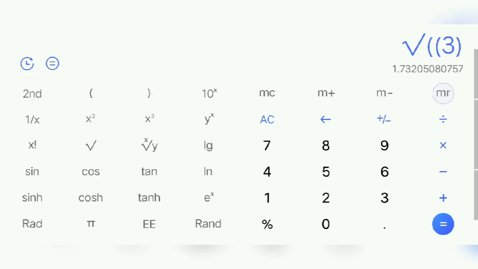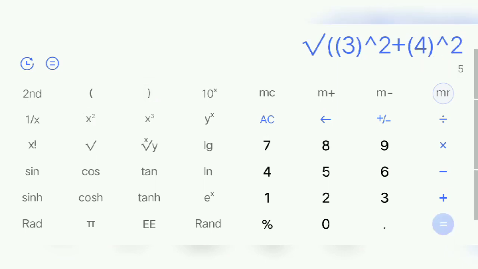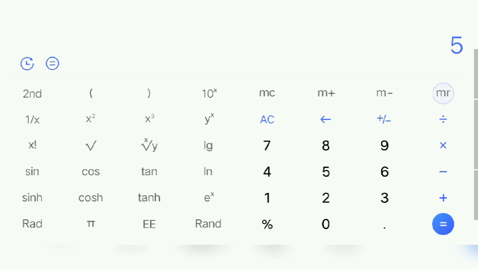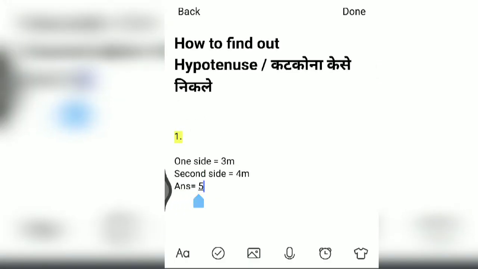First side is 3. Put 3 bracket close square plus again bracket. Another side is 4 bracket complete square is equal to. We get answer 5. So we get answer 5 meter.